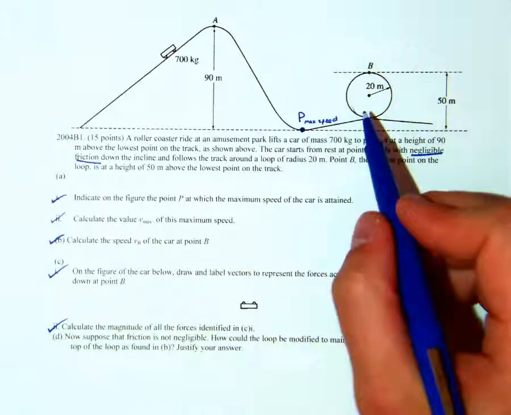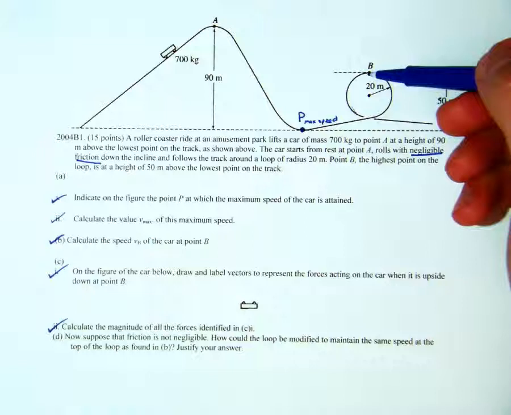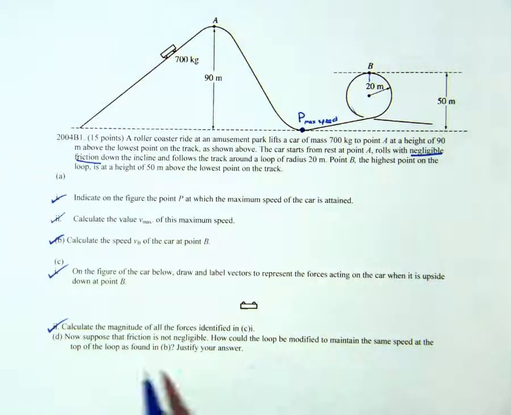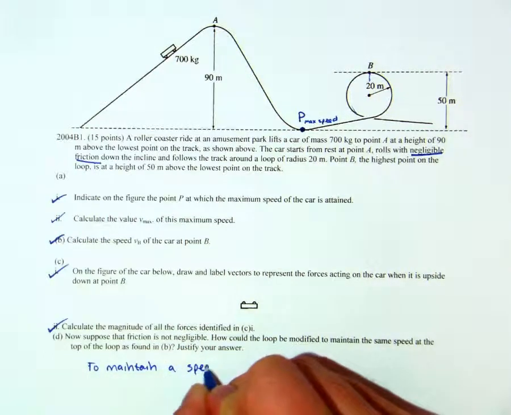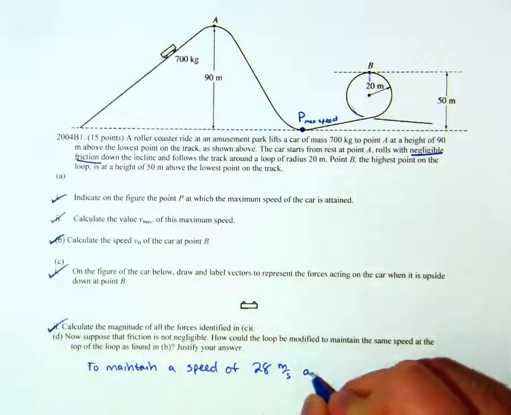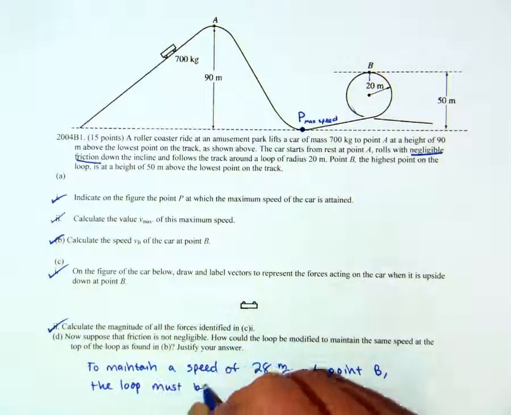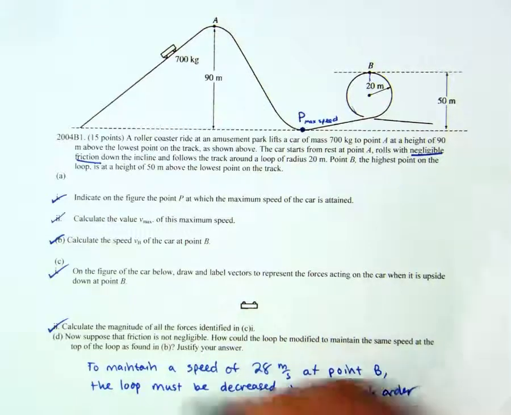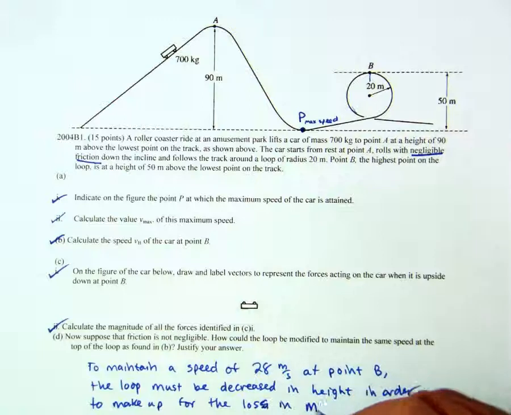So if the mechanical energy decreases, and I want to keep the same kinetic energy, then what I'm going to have to do is decrease the component of that mechanical energy that's potential energy. So this answer is, to maintain a speed of 28 meters per second at point B, the loop must be decreased in height in order to make up for the loss in mechanical energy due to friction. And there we have it. We've solved problem number 1.